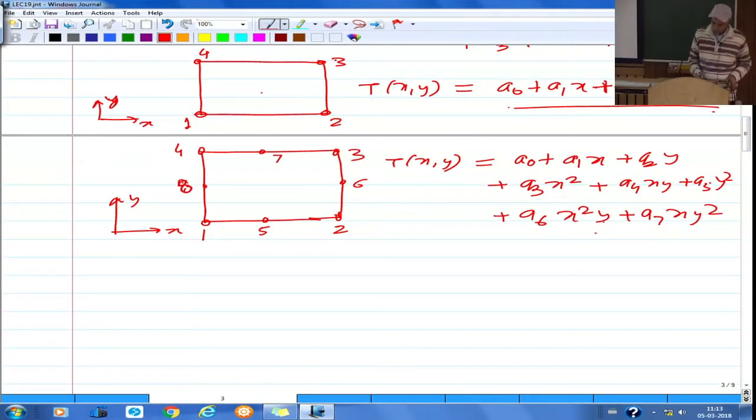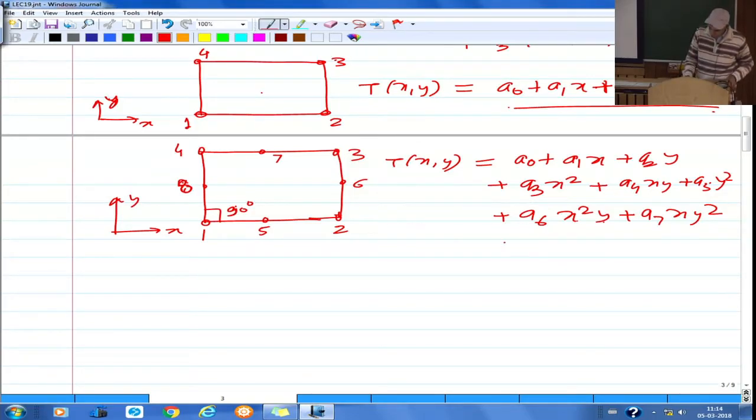And for this, you can formulate the elements as either triangles or rectangles only. That means these angles have to be 90 degrees in the physical coordinate space. So this is what you can do, formulation in physical coordinate space.